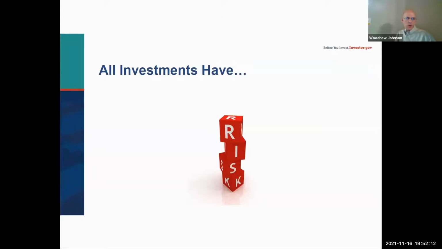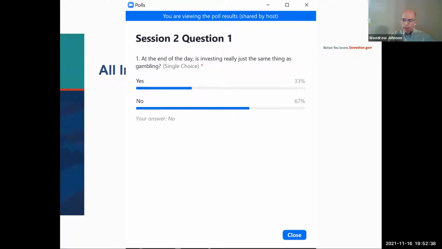As a professor at Oregon, I taught investments to undergraduate and graduate students. And every semester, my final exam included this question: same, different, why not? So let me go ahead and push the button here. Hopefully everyone can see those results. The answers are about a third said yes and two-thirds said no.